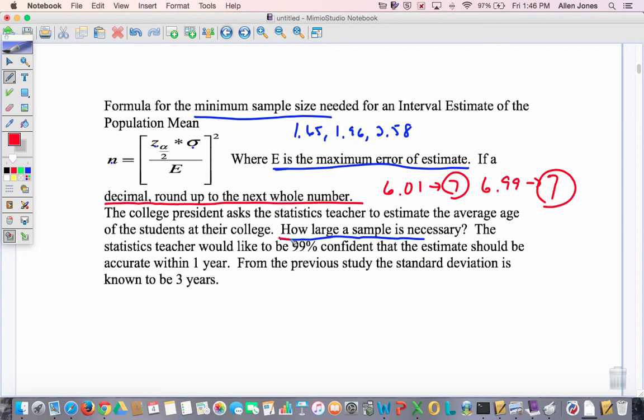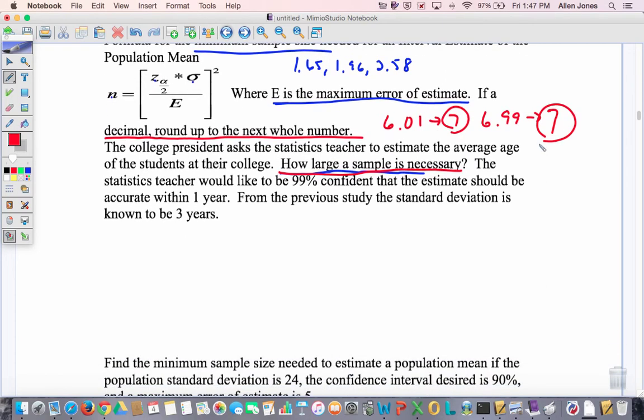Example, college president asks the staff teacher to estimate the average age of students at their college. How large a sample is necessary? So again, how large, we're not constructing an interval, we're finding N. The staff teacher would like to be 99% confident, so 99% confident gives us a z-score of 2.58. Accurate within 1 year. 1 year will be our maximum error of estimate, how accurate we want to be. And from previous studies, the standard deviation is known to be 3 years.